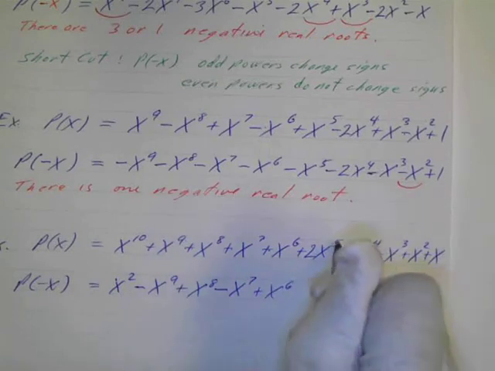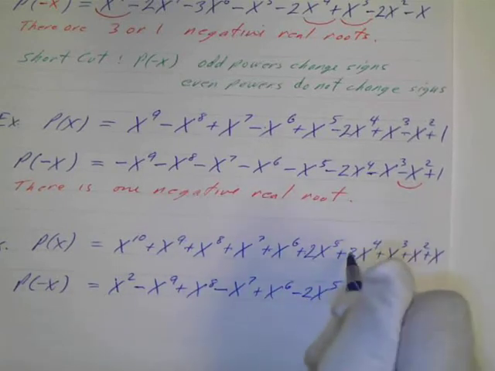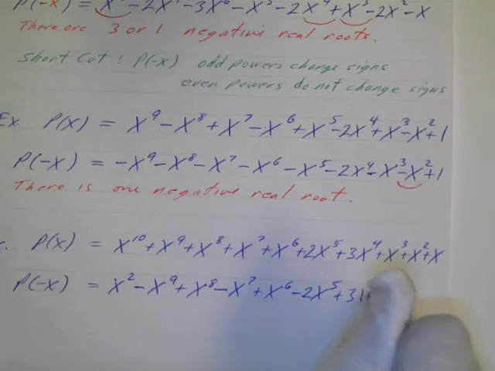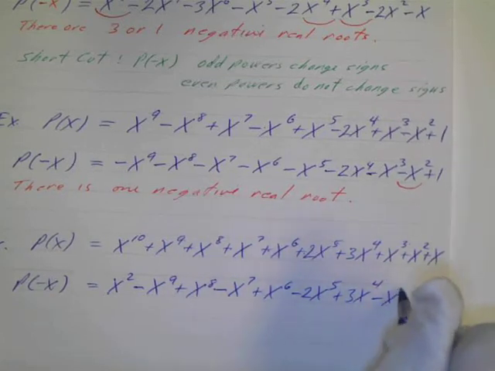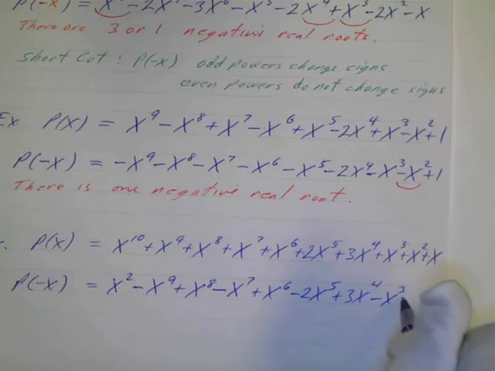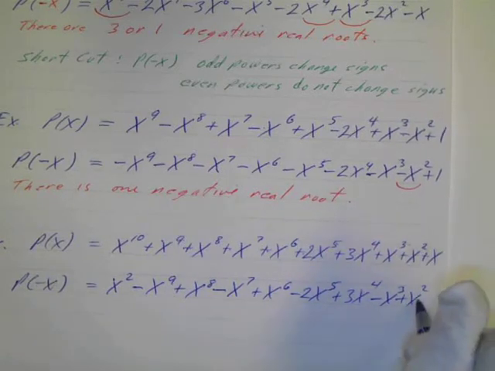X to the 6th. This is odd, so that changes. This is even, so that stays the same. This is odd, so that changes. This is even, that stays the same. And this is odd because this is first power, so that changes.